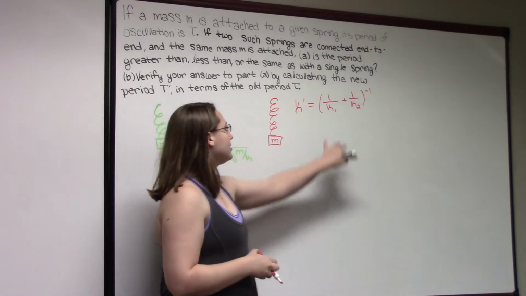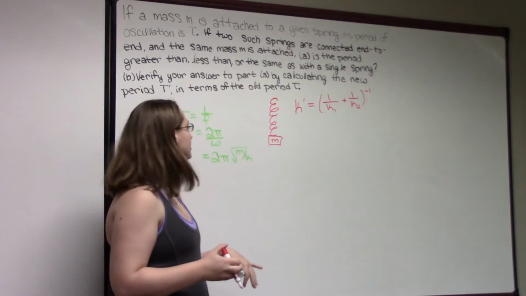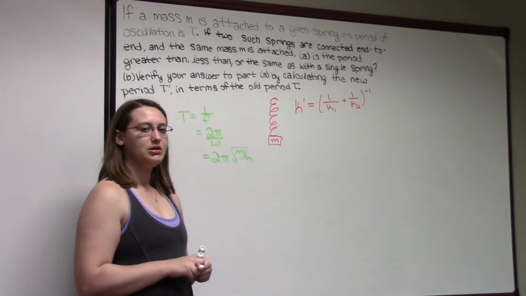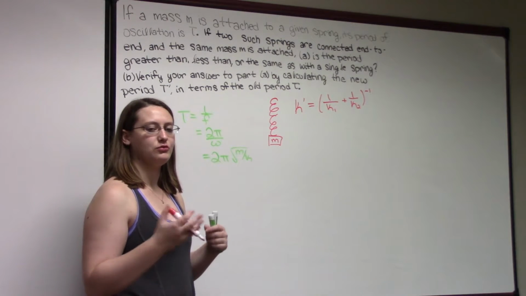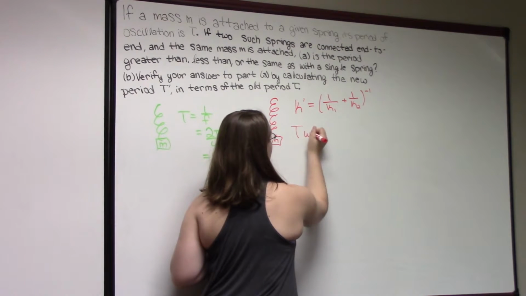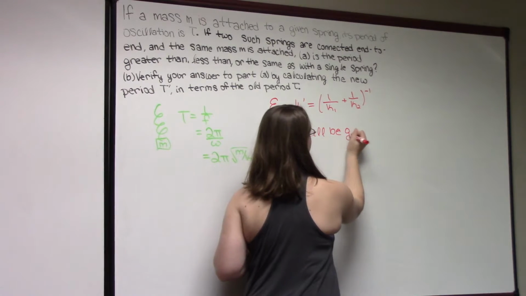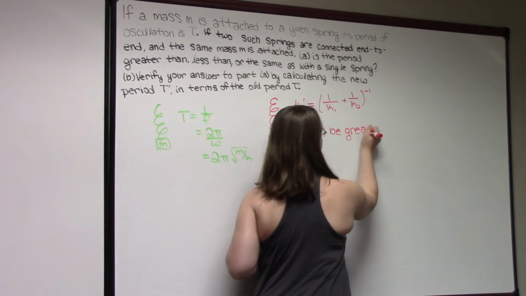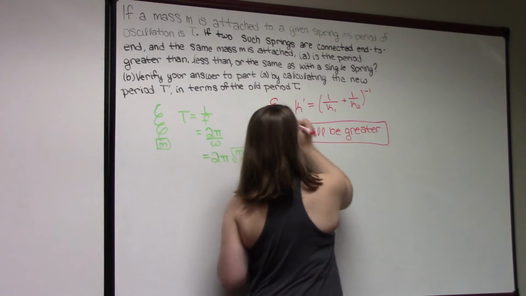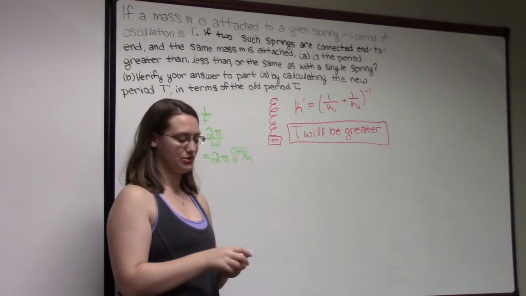So this number is always going to be smaller than our initial k value. So we're going to have a greater period. Okay, so T will be greater. And that's our answer to part A. Okay? So part B asks us to show that this is true.